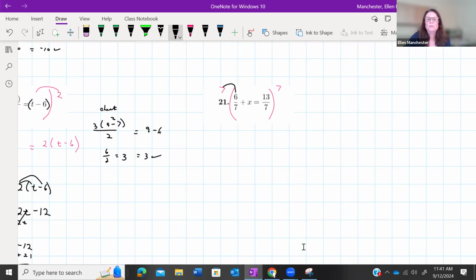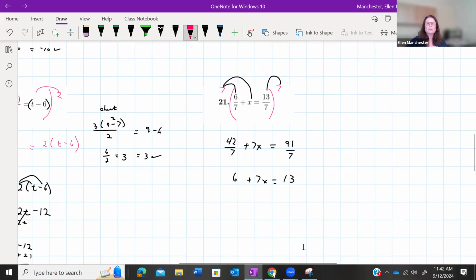Okay, so I end up with 7 times 6 is 42 over 7. 7 times x is 7x. And 7 times 13 is 91 over 7. And then I reduce. 6 plus 7x equals 13. That's one way to do it, multiplying everything through by the 7 and then reducing.